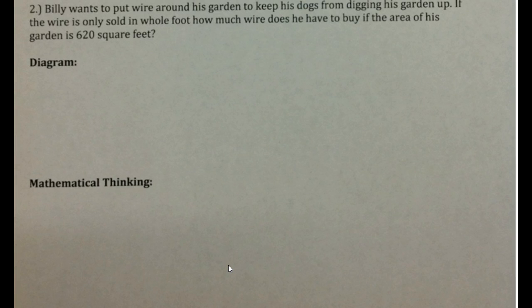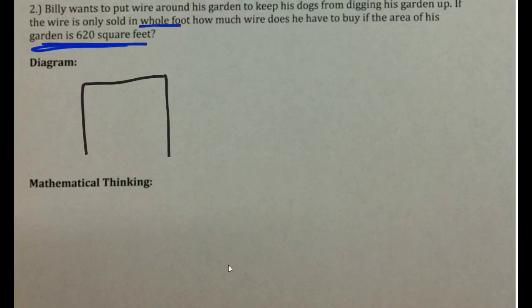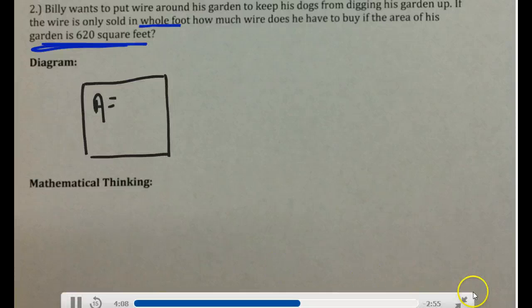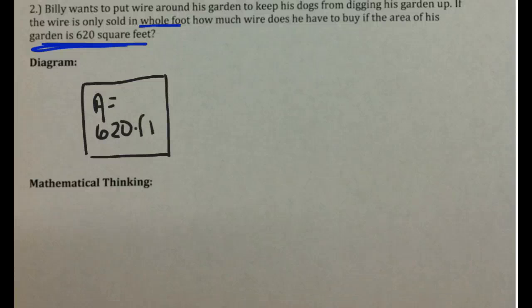Let's underline our keywords. He wants to put wire around his garden. The wire is sold by the whole foot. How much wire does he have to buy? The area of his garden is 620 square feet. So right there we know it's square feet. So let's draw the garden. We've got a square, and we know the area of the garden is 620 square feet, or feet squared.